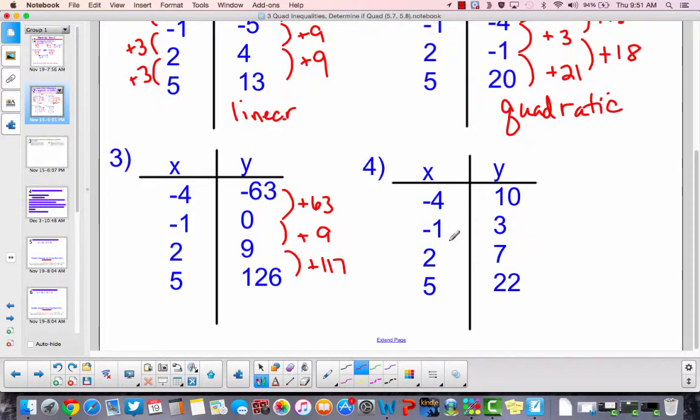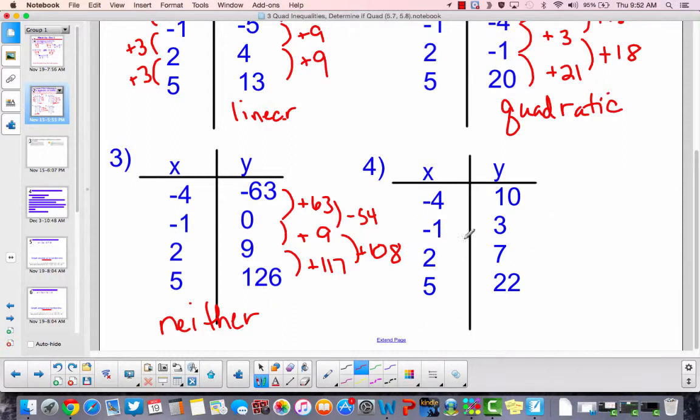Okay. What is the difference between 63 and 9? I subtract 54. What is the difference between 9 and 117? I add 108. Oops, sorry, 108, not 180. Are those the same? No, they're not. That wasn't the same for the first difference, and it wasn't the same for the second difference. So this is neither linear nor quadratic.